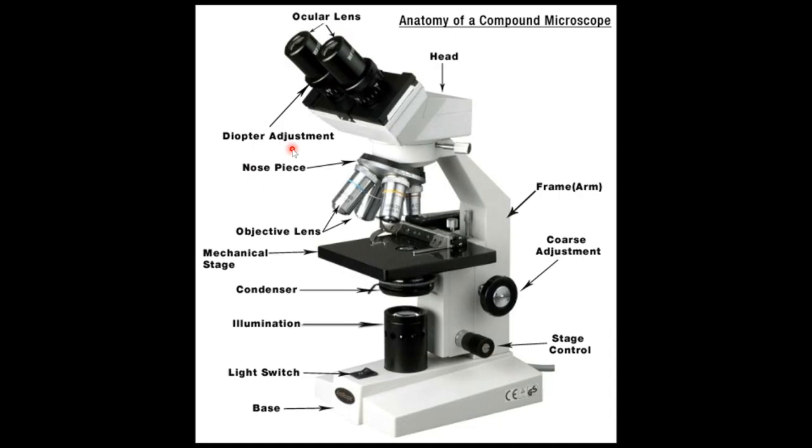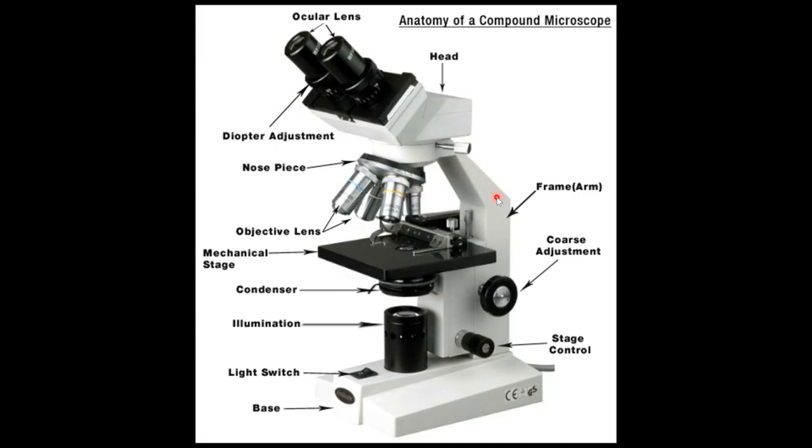What is this? This is the diopter adjustment. That's not on your list of things you've got to know. But what it is, sometimes people's eyes are different. One eye is different than the other, so the lenses are adjustable so you can compensate for differential vision.